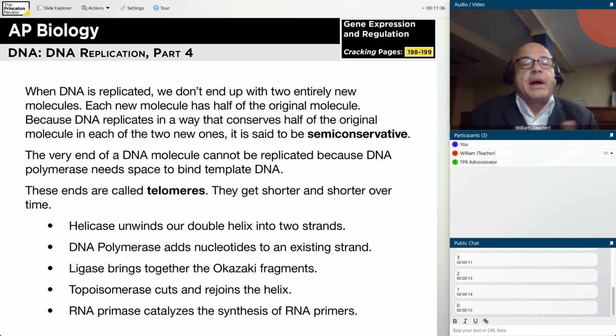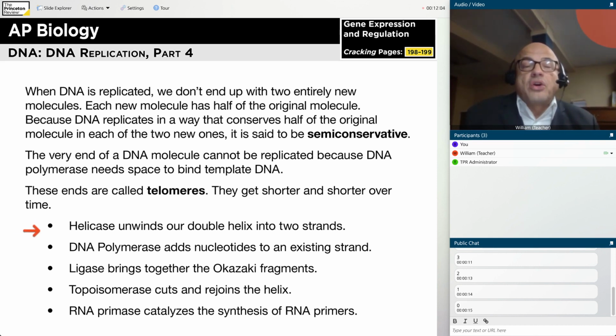A story about semi-conservative: because of the way DNA replicates, it conserves half of what you're dealing with, so that's semi-conservative. And it's important to know that the very end of the DNA can't be replicated, because the DNA polymerase has to have space to bind the template DNA. Those are telomeres, and they get shorter over time. And these bullet points are important to keep in mind.